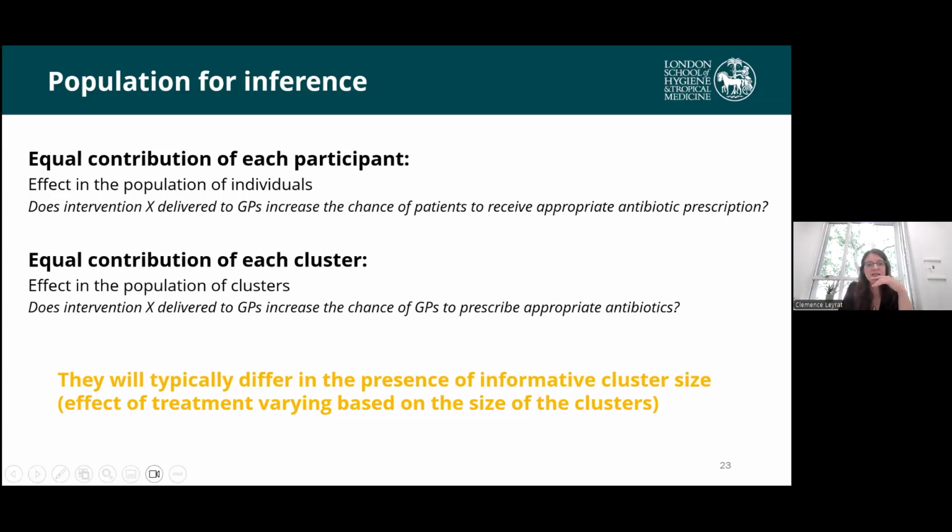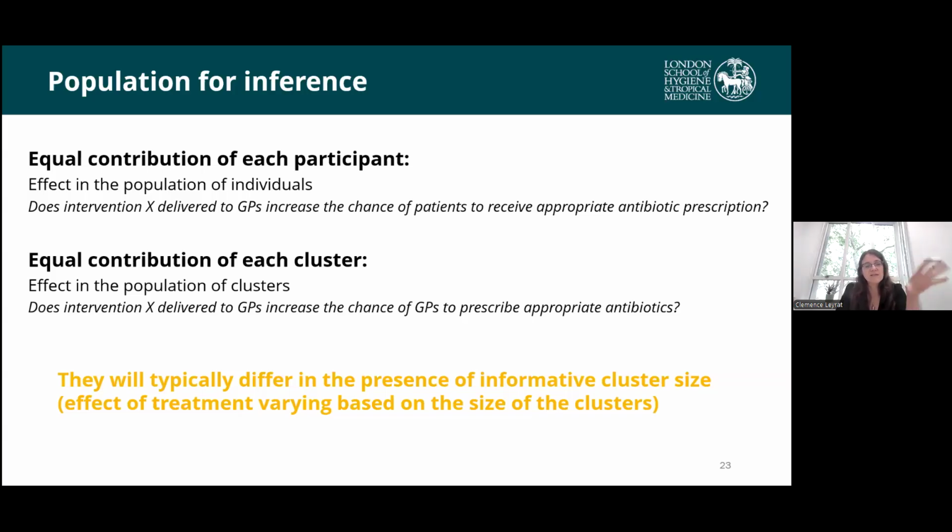So the first one, for the participants, would be questions such as, does intervention X delivered to GPs increase the chance of patients receiving appropriate antibiotic prescriptions? So we do something for the GPs, but in the end, we want to see if overall the outcomes of patients are better. Whereas the other one would be, does intervention X delivered to GPs increase the chance of GPs prescribing appropriate antibiotics? So now we're saying, okay, we have this intervention for GPs. Do they do better in terms of prescription? These are two different questions, and depending on the context, one or the other will be more relevant.